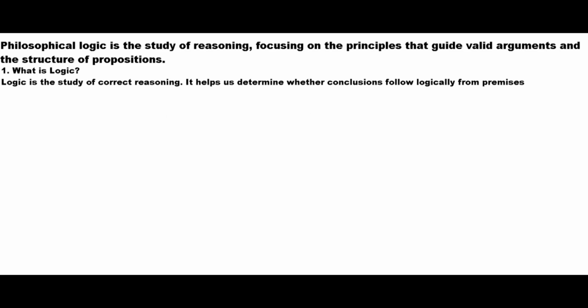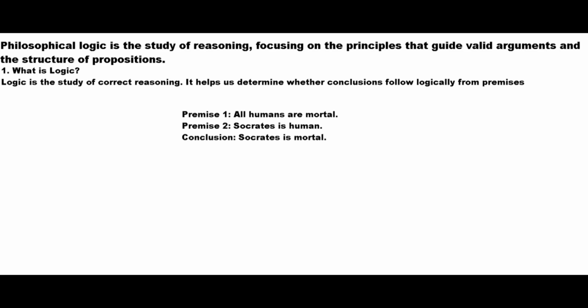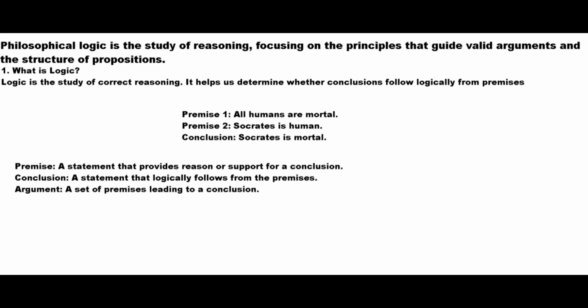If we go like, all cats are mortal and the second premise is Augie is a cat, then the conclusion can be made that Augie is mortal. This one is not false because it follows the premises. The basics: the premise just means a statement that provides reason for the conclusion. The conclusion is a statement that logically follows the premises, and arguments are a set of premises leading to a conclusion.